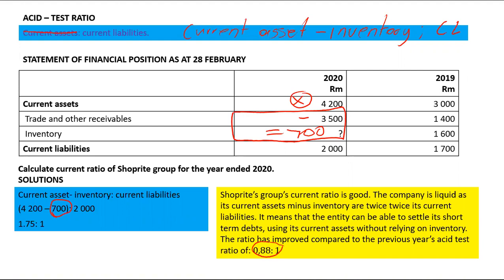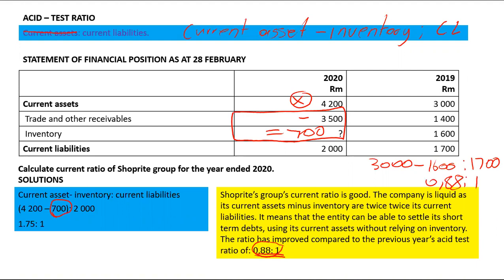Cool. Now, please help me. How did I calculate this 0,88? Anyone? You take the 3,000 from 2019 and minus... Okay, let me just write it here. So I took 3,000 minus 1,600 is to 1,700. So you will have 1 is to 0,88.